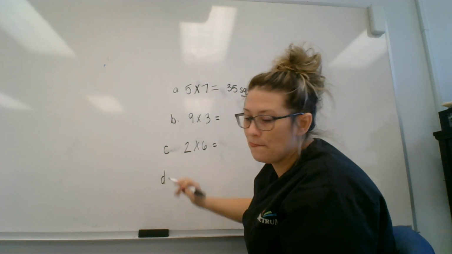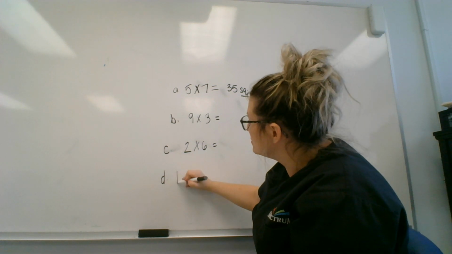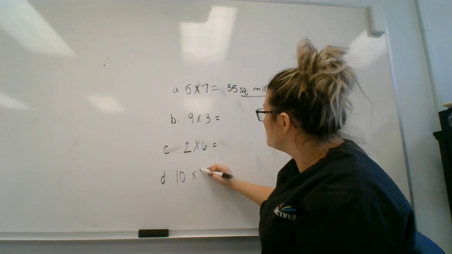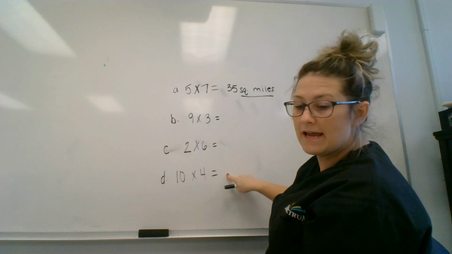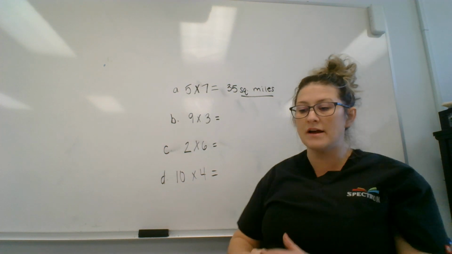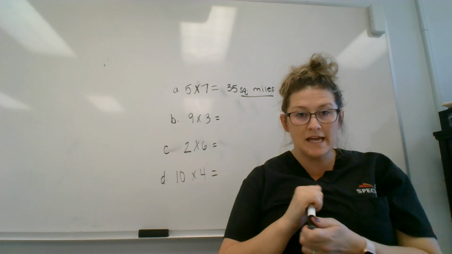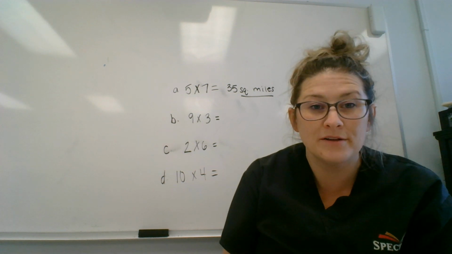And D. The 10 is circled, so 10 comes first, times 4 equals blank square miles. Do not forget to put the label. If you were in school, I would mark those wrong.